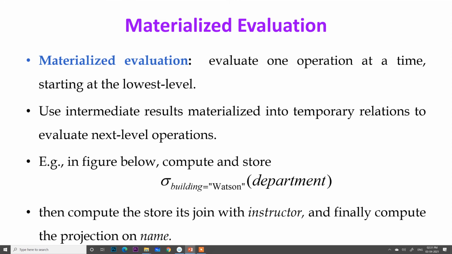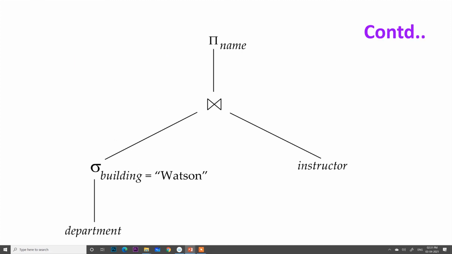We will have two relations, right? One is department and the other is instructor. First we will select the building name which matches Watson from the department, then we will perform a join operation with a set of attributes from the instructor relation, and finally we will perform the project operation. So here this is a parse tree. In the leaf node I have the department.